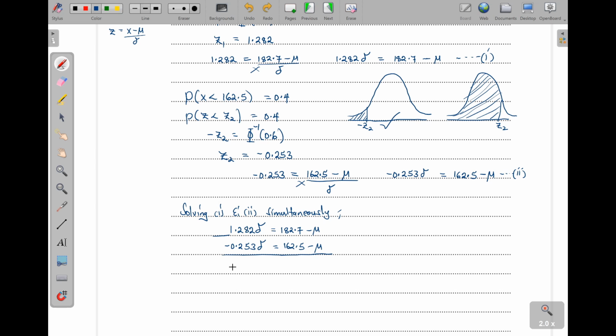Okay, then here we are having 1.282, then minus, so it will be a plus 0.253, okay, of sigma. Then this one is going to be equal to 182.7 minus 162.5. This one will give us 20. Because 182 minus 162, that is 20. Now 0.7 minus 0.5, so it will be a 0.2 here. So meaning the standard deviation is going to be equal to 20.2 out of, when you add these ones, they give you 1.535.